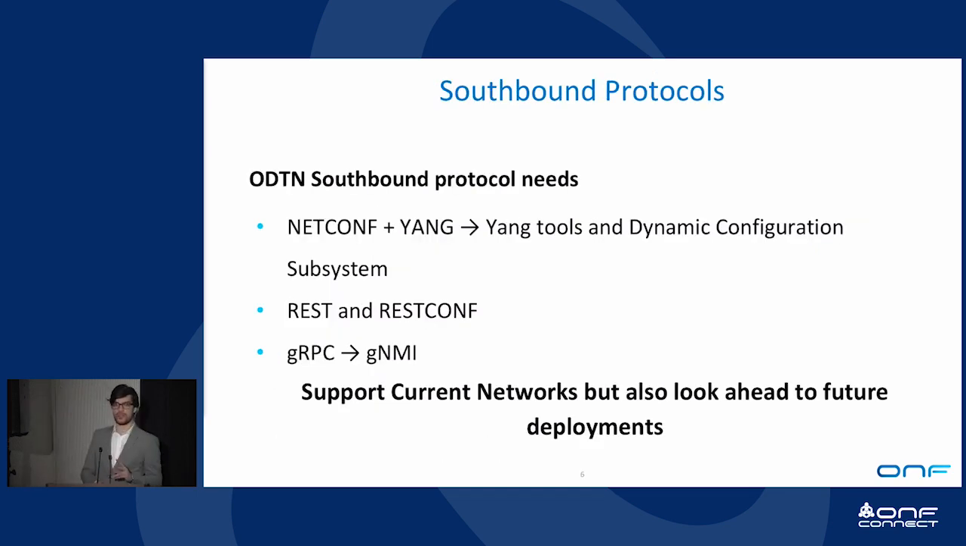I really want to touch a little bit on the southbound protocols that we are using for ODTN. Especially we're using netconf and YANG, with the YANG tools and the dynamic configuration subsystem on that side. We use REST and RESTconf both at the northbound and at the southbound: the northbound for the TAPI interface, and the southbound to talk to the OLS subsystem. But we're also looking at possibly leveraging some newer interfaces, gRPC and gNMI. So we currently support existing deployments that expose netconf interfaces, but we're also looking ahead with possible transponders that are already in the market from some vendors that support gRPC-based interfaces. But the common point here is that all the transponders support OpenConfig, and I will go over it later.